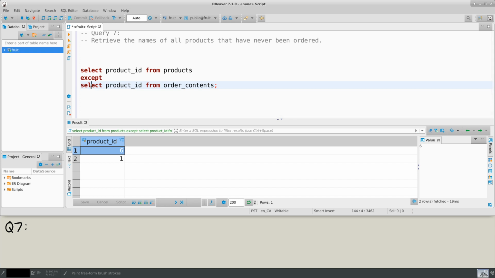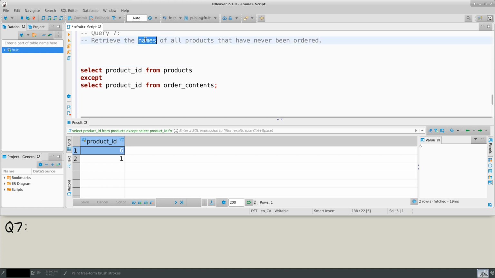Okay, so I now have a list of all the product IDs that go with products that have never been ordered. Now what it wants though is the name. I already warned you, do not assume that product names are unique. If you have to do work involving products, use IDs. Bring in the name later once you're done doing the work. So here I've done the work. I figured out the product IDs of all the products that have never been ordered.